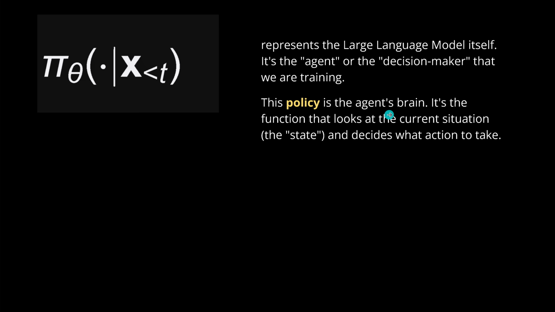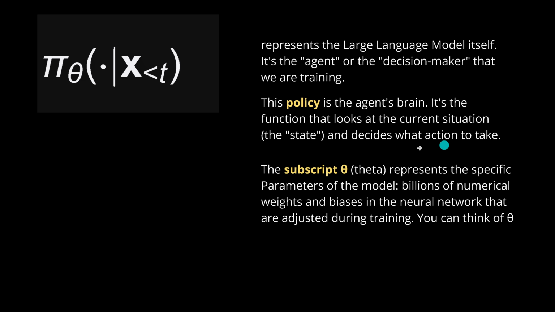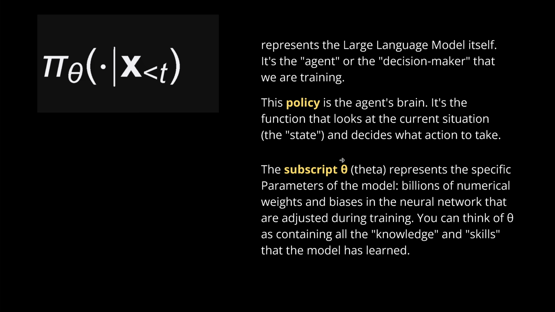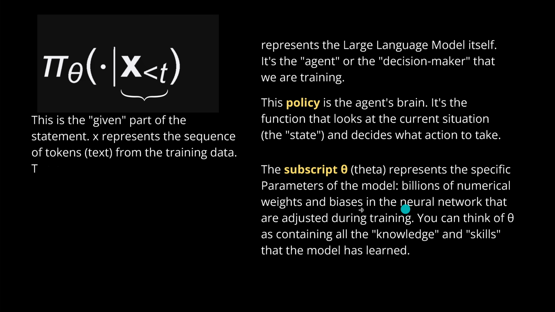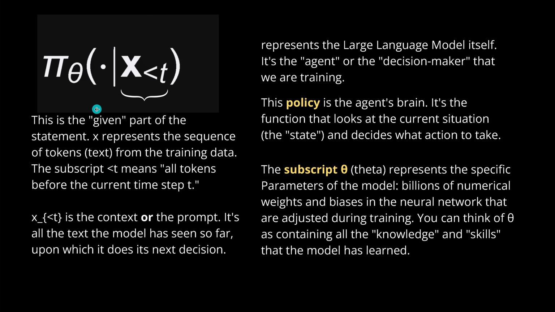It is the function that looks at the current situation. It knows its own state and simply decides which of the multiple possible actions to take next. And the subscript theta represents the specific parameters of our large language model: billions and billions of numerical weights and biases in the neural network that are adjusted during the training. And you know, this is our main purpose: find the perfect theta. Now, if we go to this notation, and we understand what pi theta is, this is the given part. This is our input.